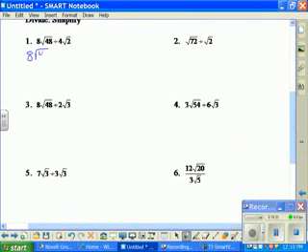So what I'm going to have you guys do is I want you to rewrite 8 square roots of 48 divided by 4 square roots of 2. I want you to rewrite it so that it's easier for you guys to see.